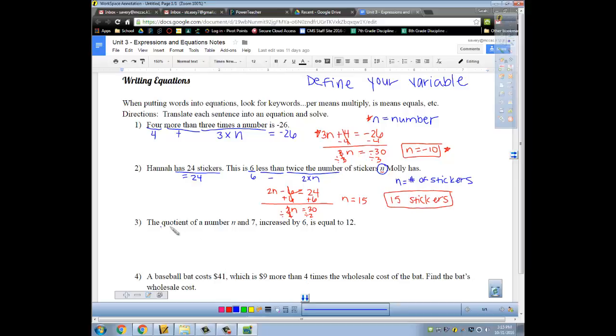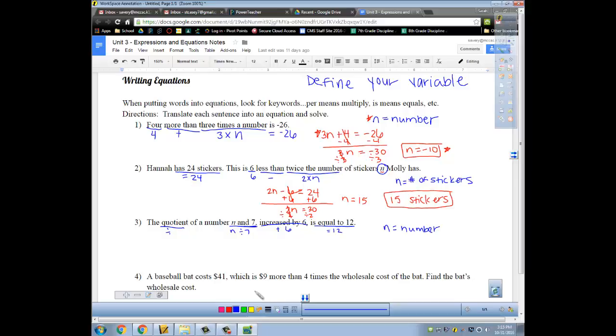Number 3, quotient, which means divide, of a number n and 7. So when we're talking about division, you want to go in the order that they say. So n divided by 7. If they said 7 and n, we'd write 7 divided by n. Increased by 6, so plus 6, is equal to 12, so equals 12. So here they told me n again stood for number, so n equals number.